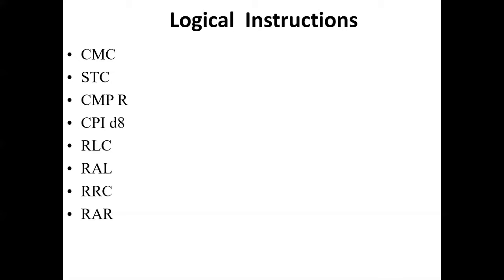For example, CPI F5H. Now suppose before the execution of this instruction, A has the value 25H, temporary register has the value 45H. So after executing CPI F5H, the result will be 30H, which will be stored in the temporary register. The status of the flags will be: carry flag will be 1, auxiliary carry flag will be 1, zero flag will be 0, parity flag will be 1 and sign flag will be 0.